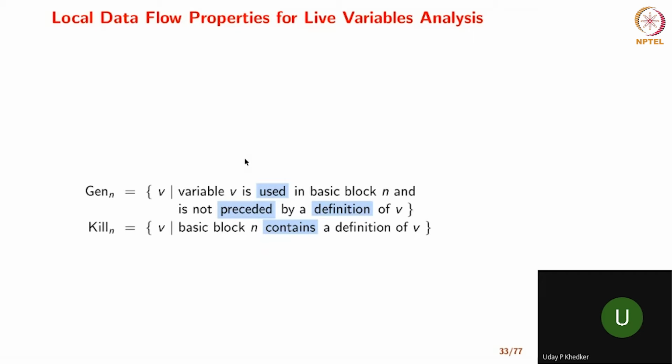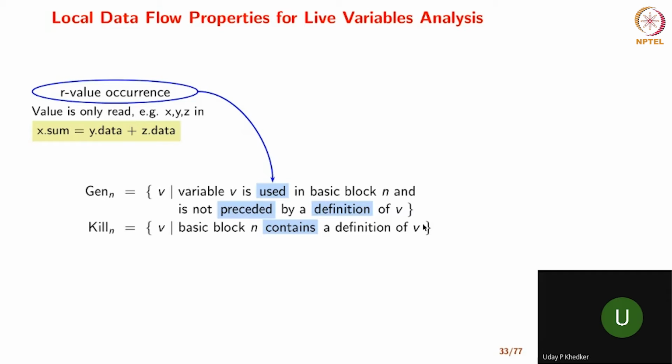How do we define them? We say that gen of n is the set of variables V which is used in basic block n and is not preceded by a definition of V. Kill of n is the set of variables V such that basic block n contains a definition of V. When we say used, we are talking about R value occurrence. For example, in this statement, z dot sum equal to y dot data plus z dot data, here x is an R value occurrence, although it appears on the left hand side.